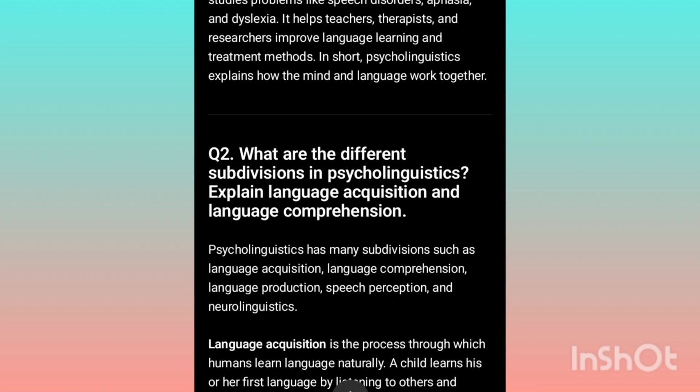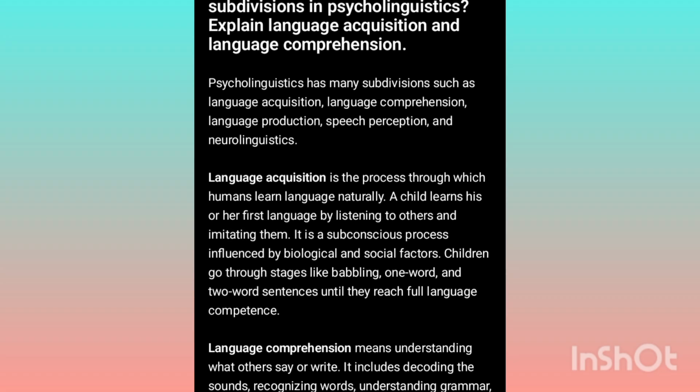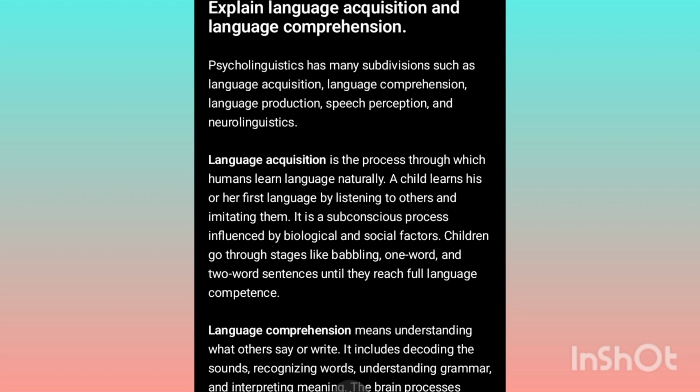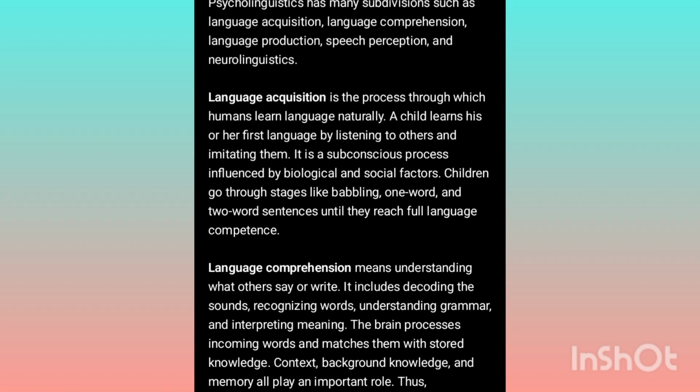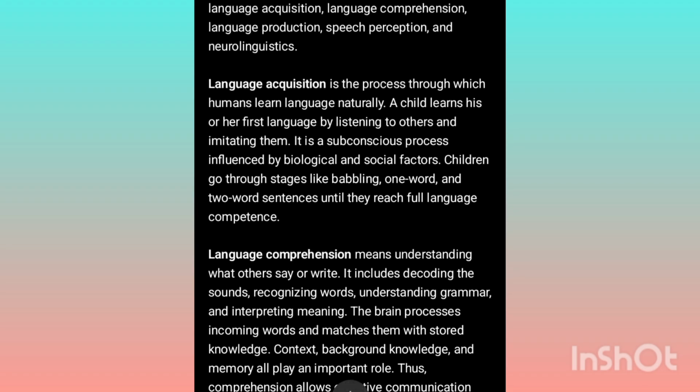Q2. What are the different subdivisions in psycholinguistics? Explain language acquisition and language comprehension. Psycholinguistics has many subdivisions such as language acquisition, language comprehension, language production, speech perception, and neurolinguistics. Language acquisition is the process through which humans learn language naturally. A child learns his or her first language by listening to others and imitating them. It is a subconscious process influenced by biological and social factors. Children go through stages like babbling, one-word and two-word sentences, until they reach full language competence.